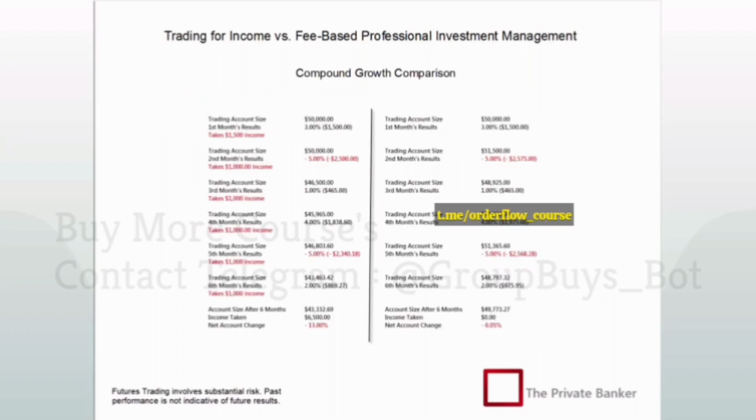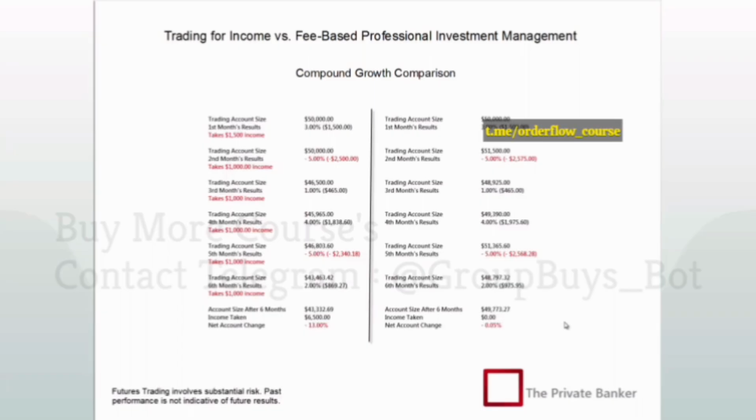So let's now go over how we can see the difference between compounding NAV growth versus taking a fixed amount of money out of our account each month. The column on our left here is where we're taking a fixed income out of our trading account, and the column on the right is where we're simply leaving all of our profits in there to further grow and obviously help us build larger position sizing and whatnot.